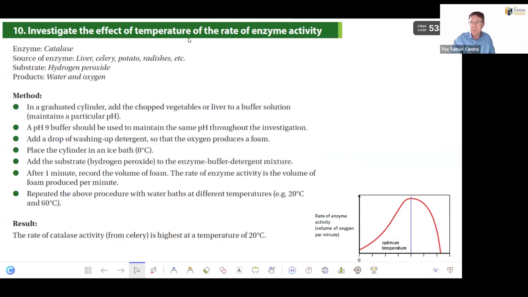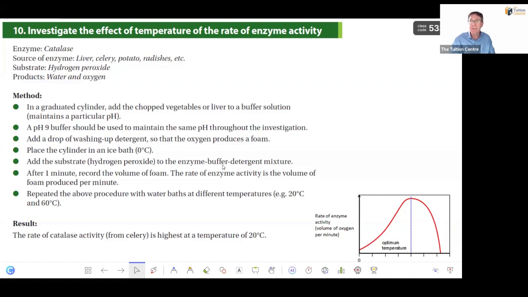Now, your water bath might have just been a big beaker that you took some water from a kettle and poured in, cooled it down with a bit of tap water, measured the temperature, went to 40, there we go, that'll do the job. Put your cylinder in, let it warm up to the temperature. Check with the thermometer that your mixture in your cylinder is now the temperature that you want it to be at. And then you add your last ingredient, which is your celery juice or your hydrogen peroxide, right? And then again, start the clock, measure the volume of oxygen containing foam after 1 minute. That's your rate of enzyme activity.